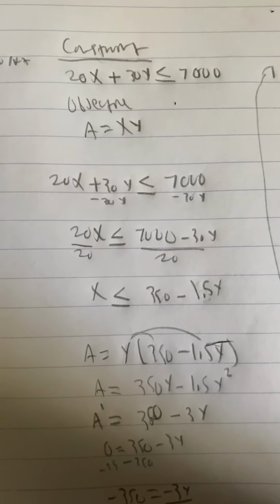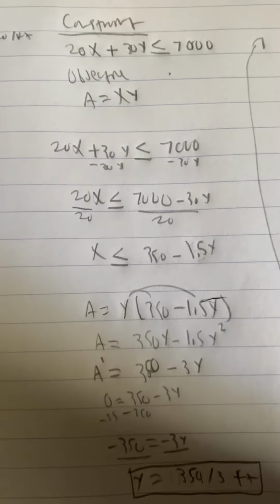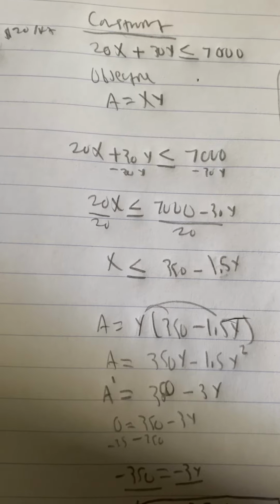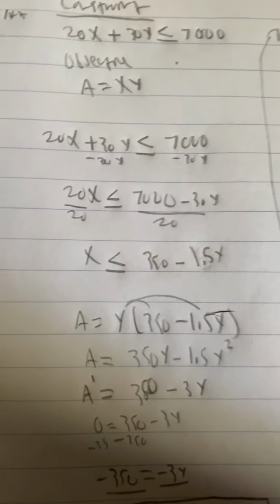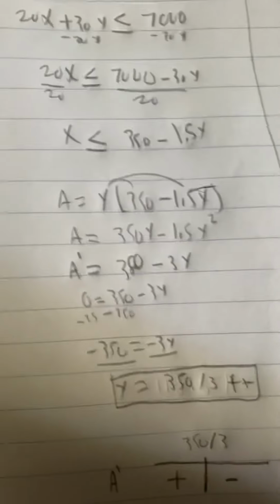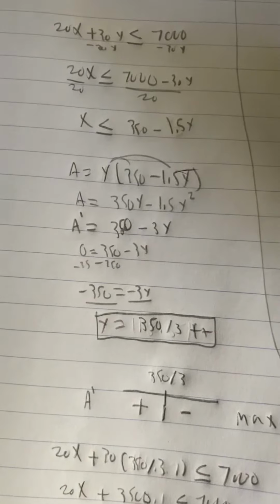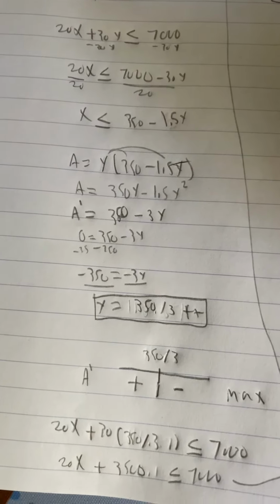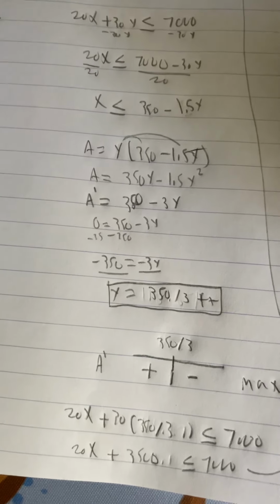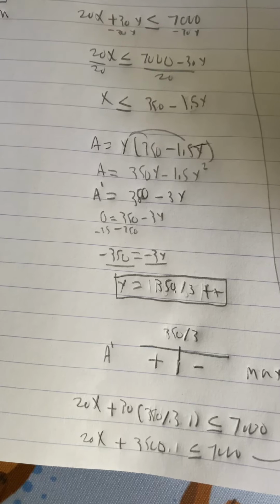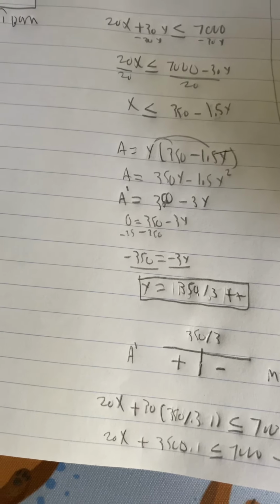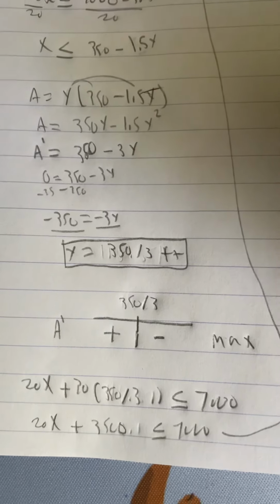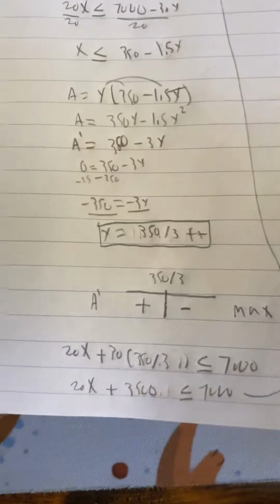So the next thing I did is I solved the constraint problem in terms of x. So I went through there, figured out that x is going to be less than or equal to 350 minus 1.5y. Then I plugged that into my area equation. So I said y times this. I distributed the y to that, ended up with 350y minus 1.5y squared. Took the derivative of that, 350 minus 3y. Set that equal to 0 to figure out the critical number. Ended up coming out with y equals 350 over 3 feet.